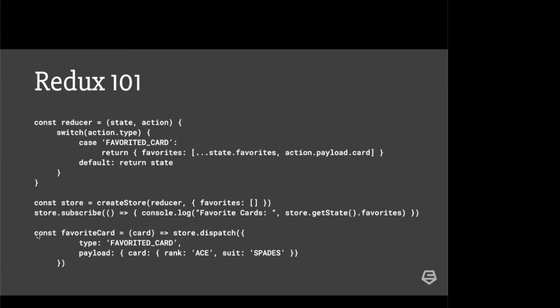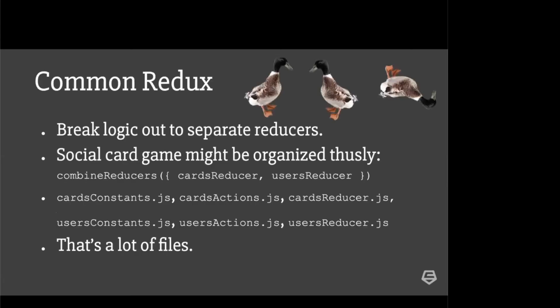And then finally, on this bottom line here, you can see that the store's dispatch function is being called with this plain JavaScript object. That's your action object, right? With a type that names the type of the action and some payload that's associated with that action. This dispatch call is then wrapped in an action creator, which is named favoriteCard in this example. So these are the basic building blocks of Redux.